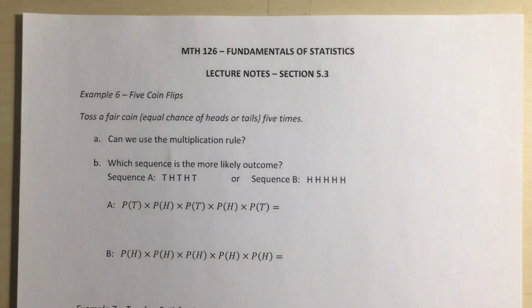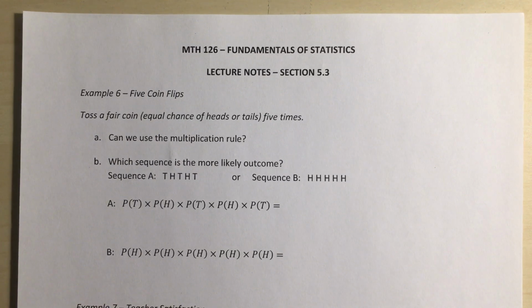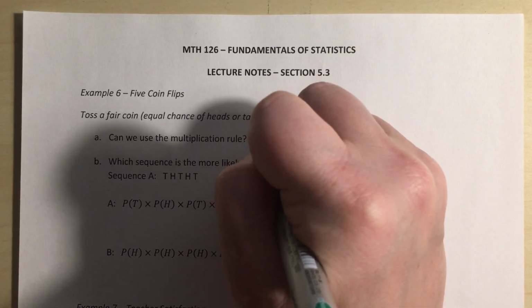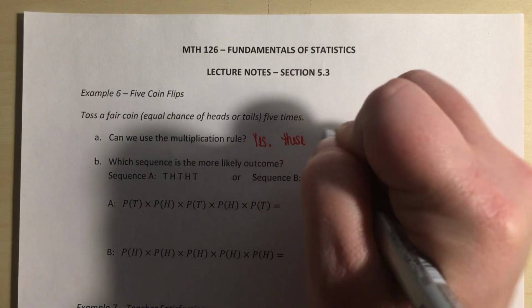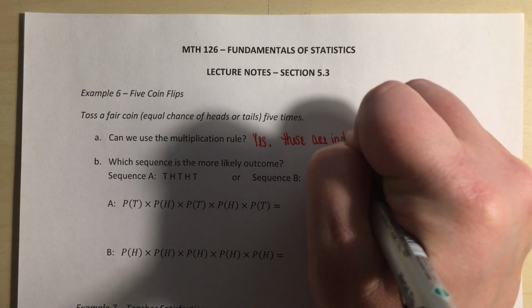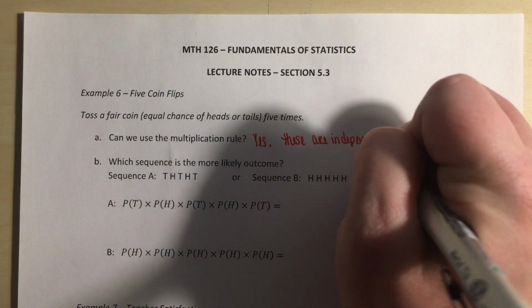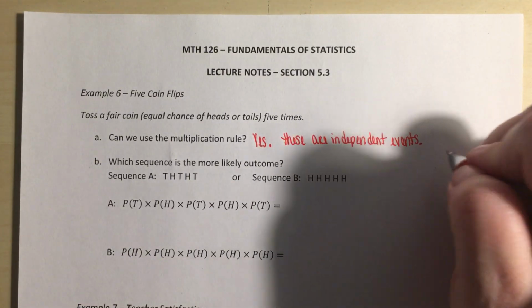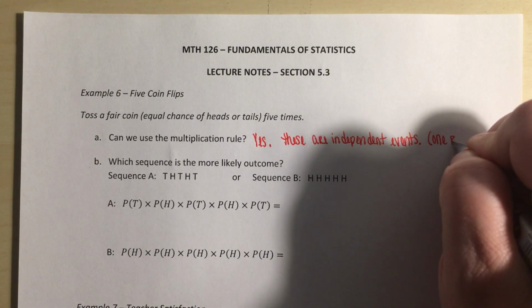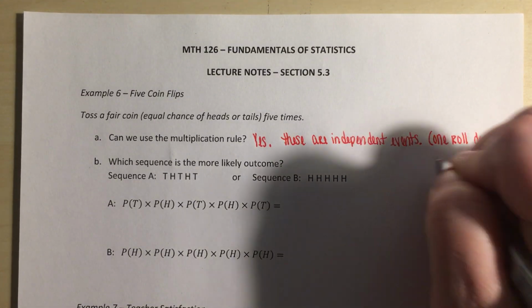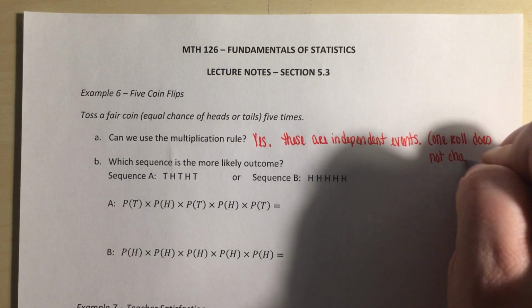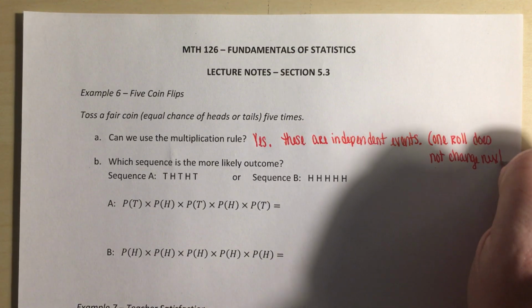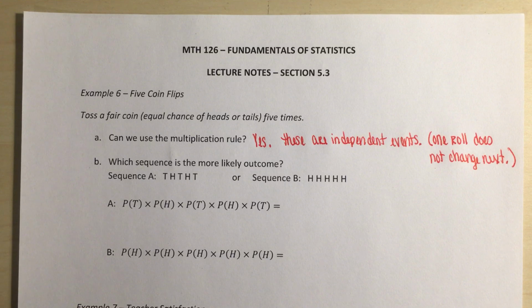All right, so for example 6, when we're looking at our coin flips, toss a fair coin, an equal chance of heads or tails, 5 times. Can we use the multiplication rule? We're going to say yes. These are independent events. Similarly to rolling the die, one flip does not change the next. So we can use our multiplication rule.